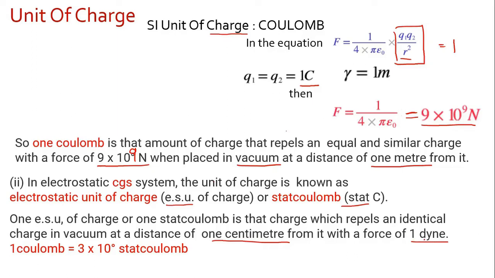Then, 1 Coulomb is equal to 3 into 10 to the power 9 stat Coulomb. This is the relation between SI and CGS system of units. So please go for it. This is again another important key point or concept related to the charge, the Coulomb's law.